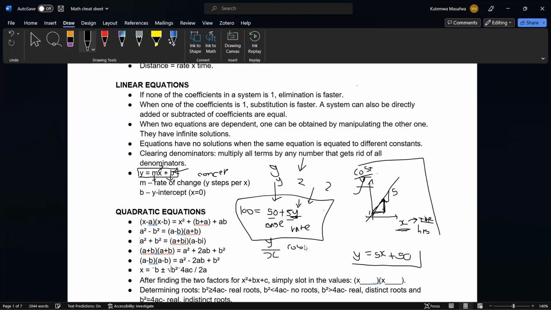So I want you to keep that in mind whenever you look at an equation like this, that your gradient is your cost per hour. And that would definitely clear everything up, because just looking at this, you're multiplying 5 by the number of hours. So that means that for every hour, your cost is rising by 5. And so that's your gradient. So your gradient is your y per x, your y steps per x. And that's going to depend on the situation that you're given in the question.